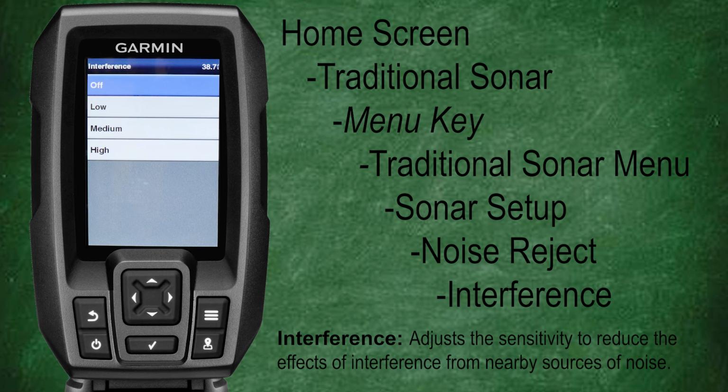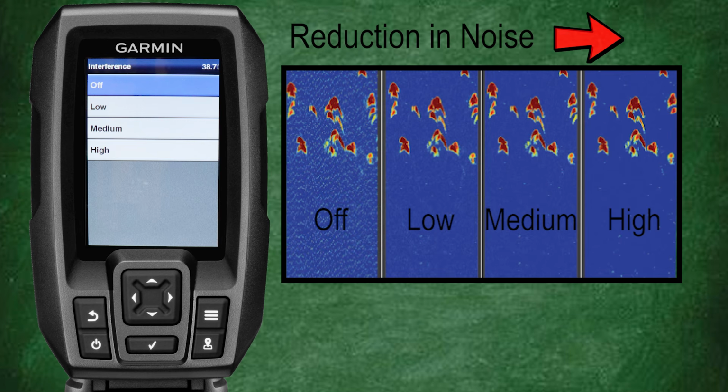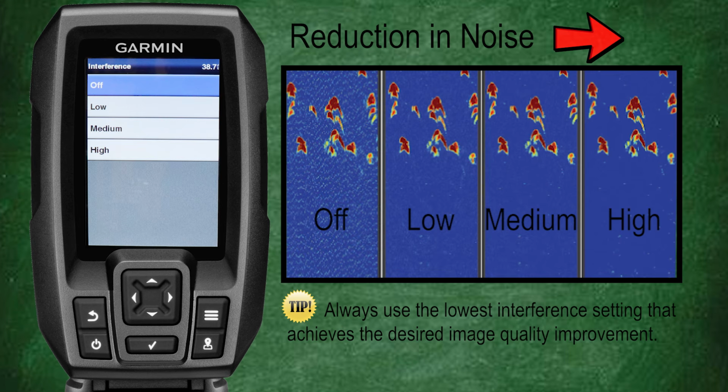Changing the interference level adjusts the sensitivity in order to reduce the effects of interference from nearby sources of noise. When you adjust the interference setting from off through low, medium, and high, noise is gradually removed from the image. You should always use the lowest interference setting that achieves the desired improvement in your image quality.